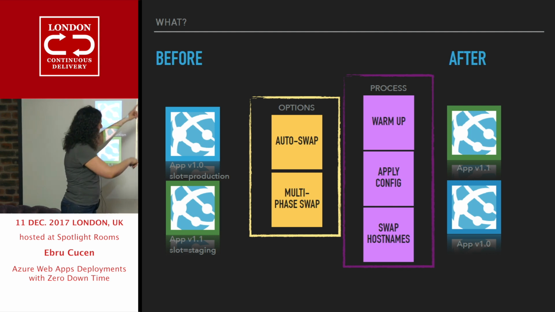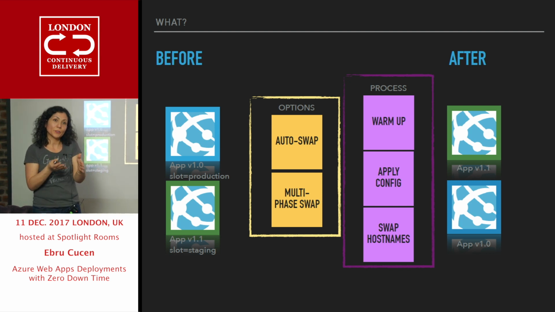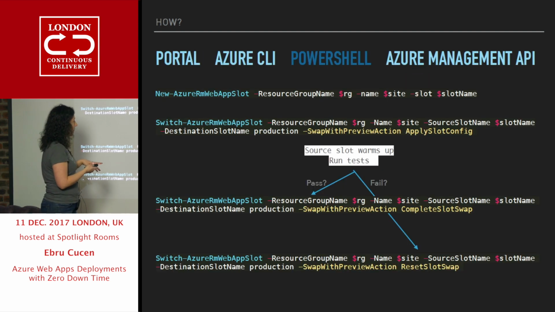The process is as follows. First, you apply the config. When you apply the config to your staging slot, it does a warm up. It makes an HTTP request to the root URL, or whatever you want to do, you can apply multiple calls as well, so that your slot is really up and warmed up. Then when you are ready, you do the test, and then you can do the swap.